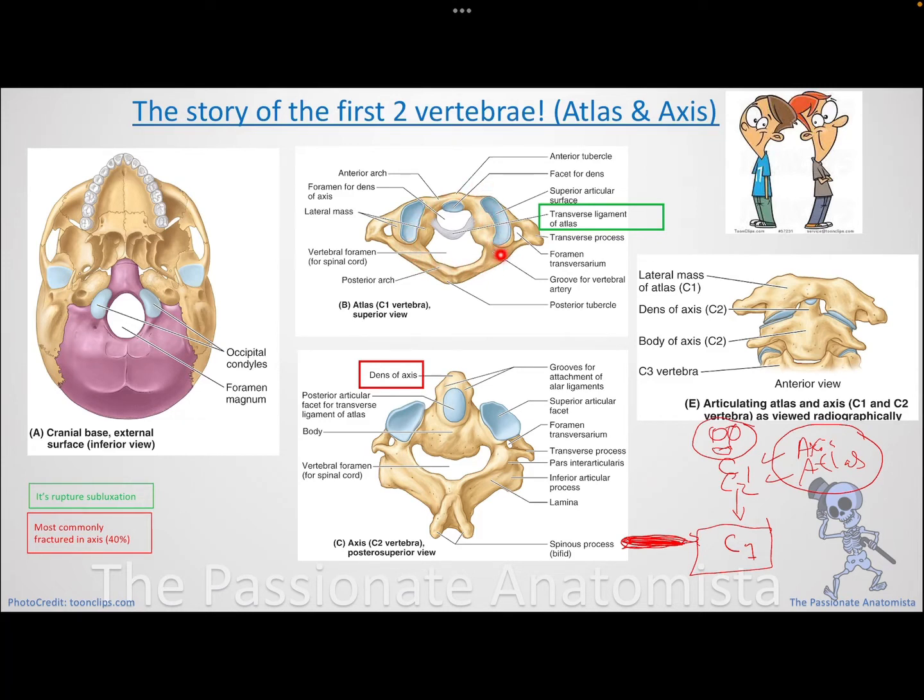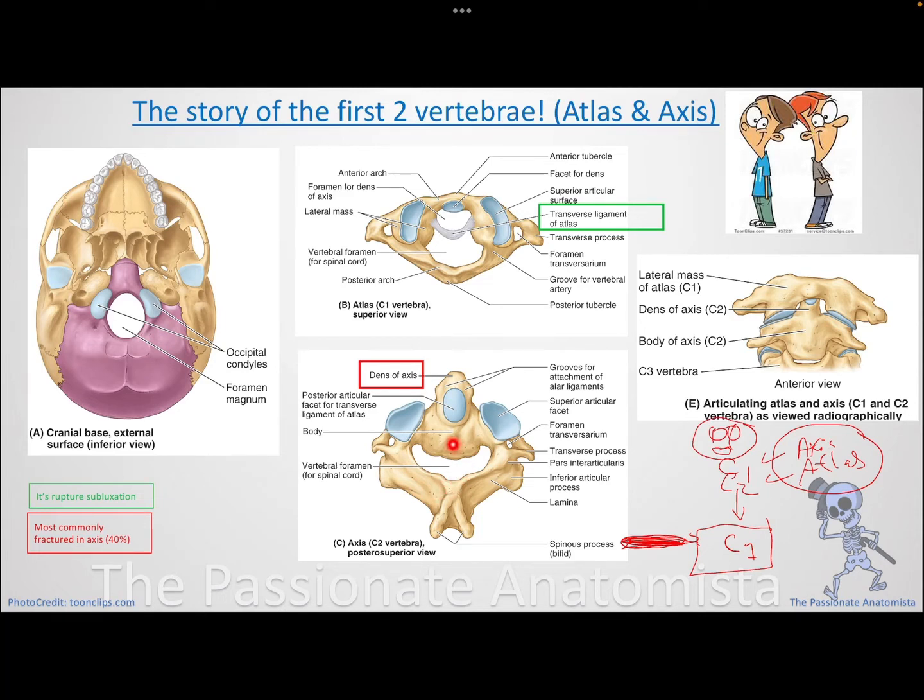So this is how the atlas looks. No body. We have the surfaces that will articulate with the occipital condyles. We have two lateral masses. The transverse processes are a lot different. They are only there to give a passage for the vertebral arteries in the foramen transversarium. And then we have posterior and anterior arches. But the axis has more or less the same features as the other cervical vertebrae.